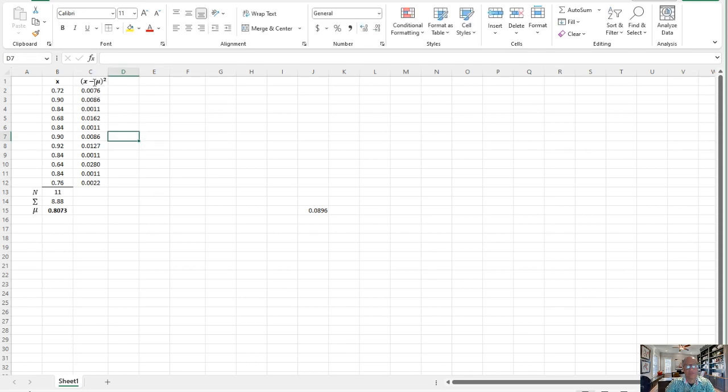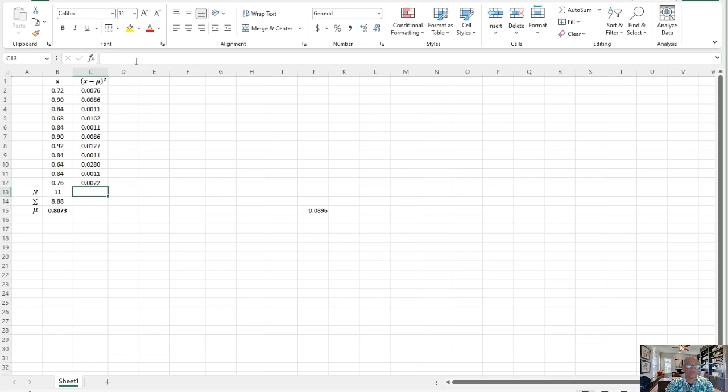I had to move this out of the way because for some reason when I dragged this down, it was copying this expression also, and it made it look very ugly. Okay, so notice in each case I have the difference between this value and the mean, and then I'm squaring it.